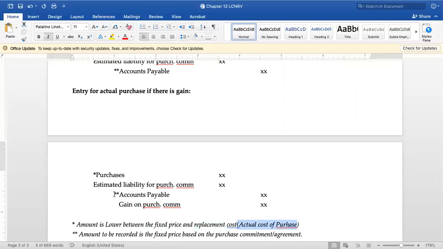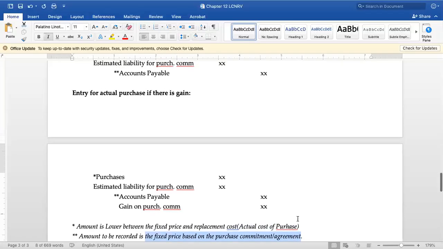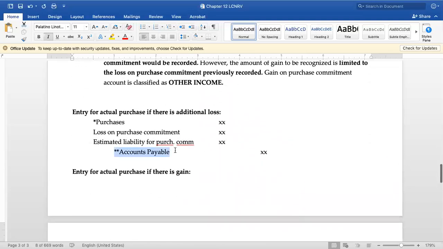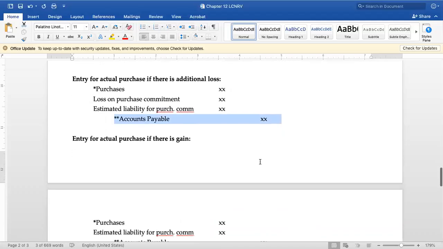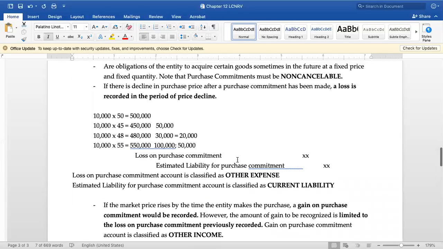How about the two asterisks? Accounts payable. The amount to be recorded is the fixed price based on the purchase commitment agreement. Again, regardless of the market price, because you committed to pay 500,000, your accounts payable should always be equal to the amount committed. So again, the amount to be recorded is the fixed price based on the purchase commitment. Okay. So for the illustration, let's have an illustration problem.